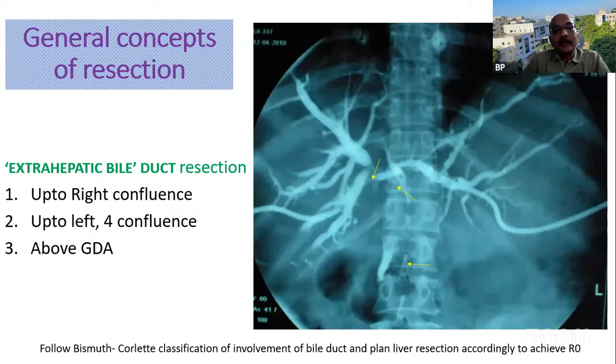But when we talk about hilar duct involvement, we generally follow the Bismuth-Corlette classification, and your liver resections are based upon this bile duct involvement. So again, we are looking at R0 and negative margin, even in the bile duct.